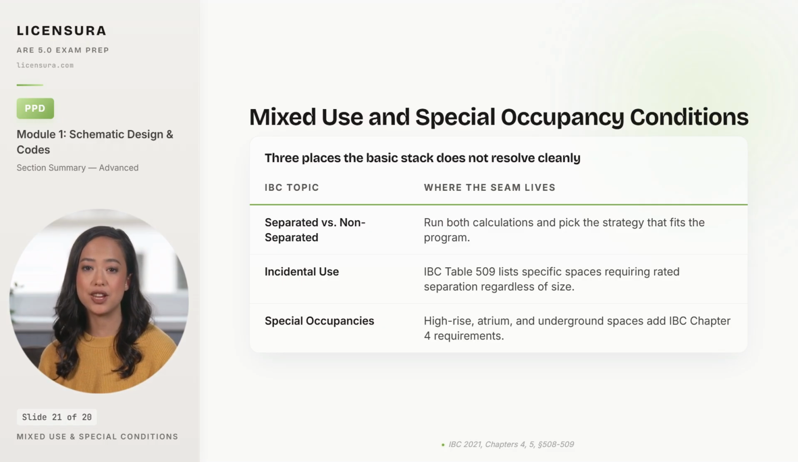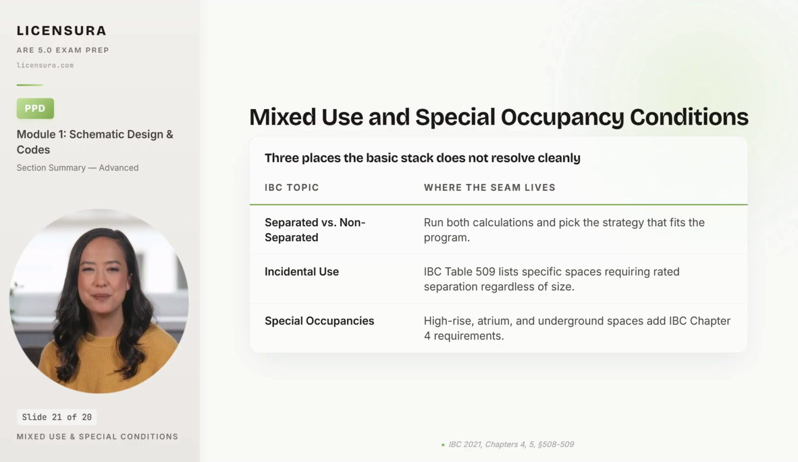Separated lets each occupancy keep its own limits, but extracts the cost of rated walls and floors between them. Non-separated drops the separations, but lets the most restrictive occupancy in the building set the limits for everything. Run both numbers and recommend the one that protects the program.